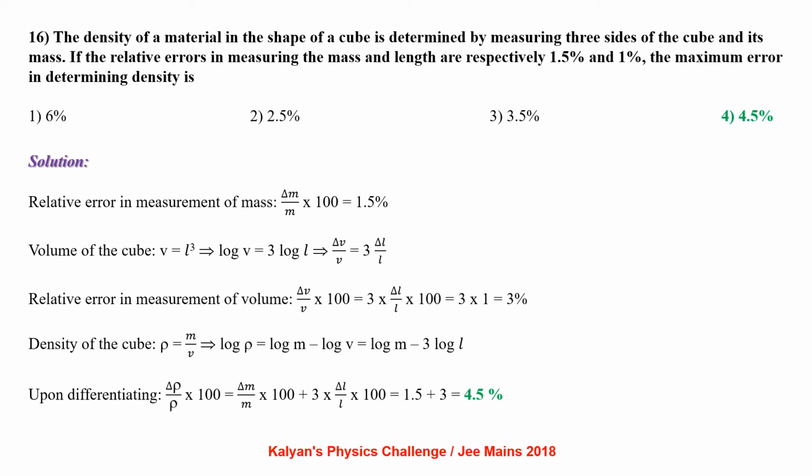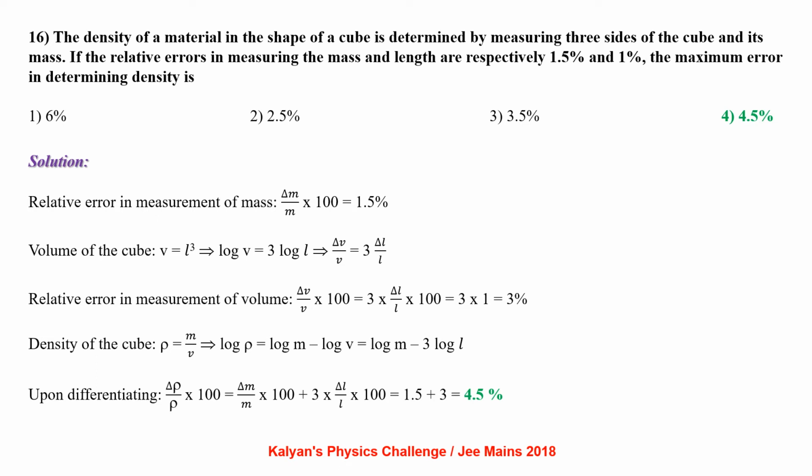The density of a material in the shape of a cube is determined by measuring three sides of the cube and its mass. If the relative errors in measuring the mass and length are respectively 1.5% and 1%, the maximum error in determining the density is. Relative error in measurement of mass, delta m by m into 100, equals 1.5%.